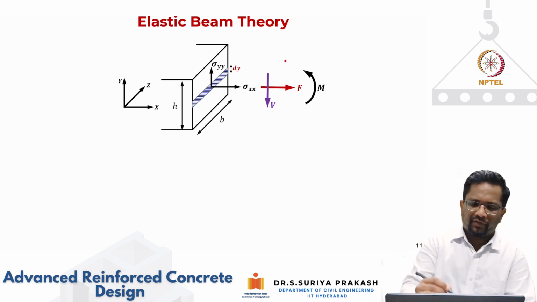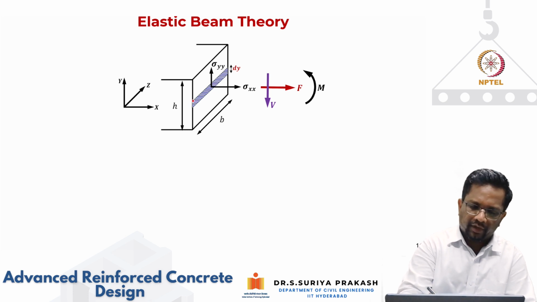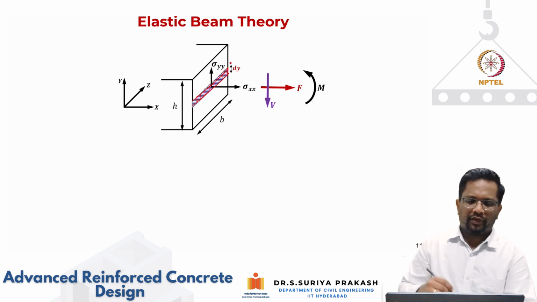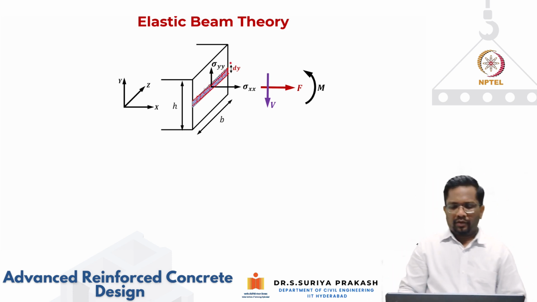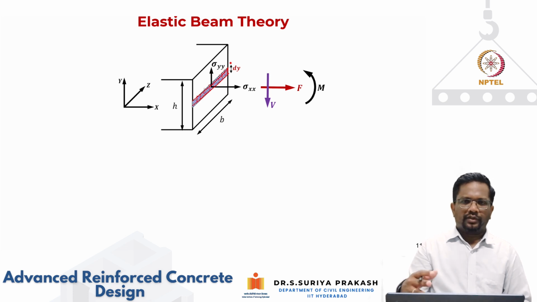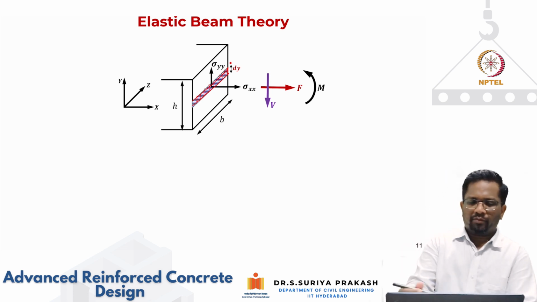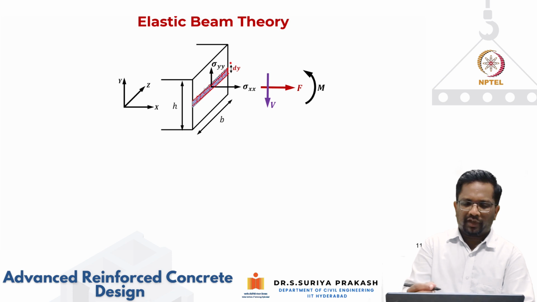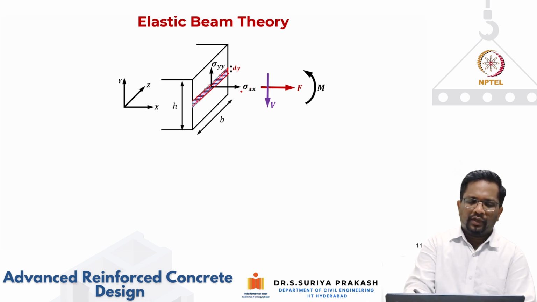Now, let's say I take a small elemental length, which we have taken as dy. And we know that from Cartesian coordinate systems, if I'm looking at the stress sigma xx, how is it being noted?